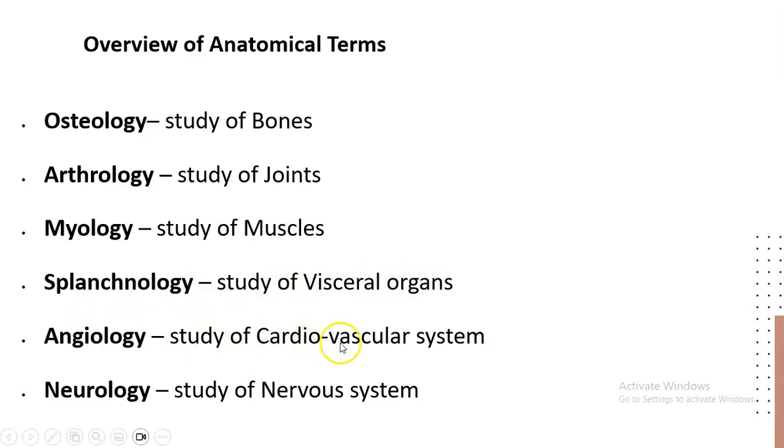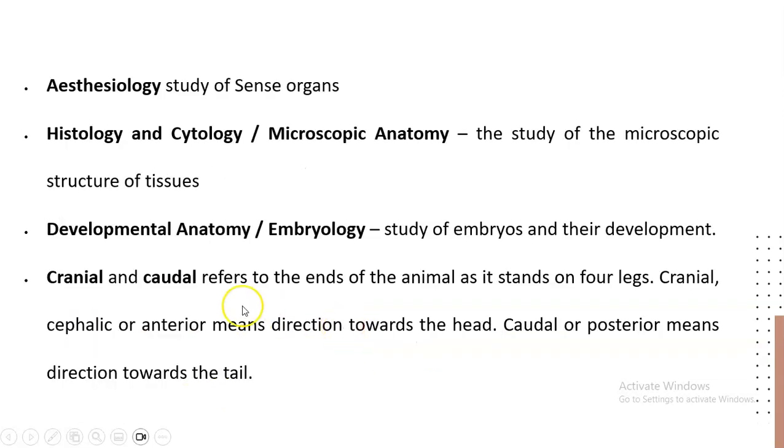Angiology, that's the study of the cardiovascular system. Neurology, that's the study of the nervous system. Aesthesiology, that's the study of sense organs. Histology or cytology, otherwise also known as microscopic anatomy. This is the study of the microscopic structure of tissues.